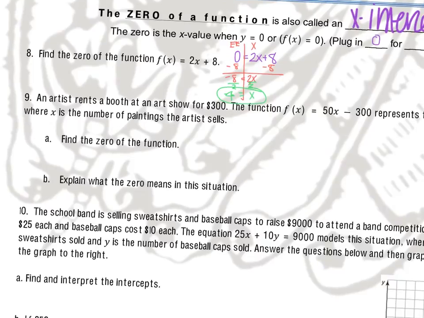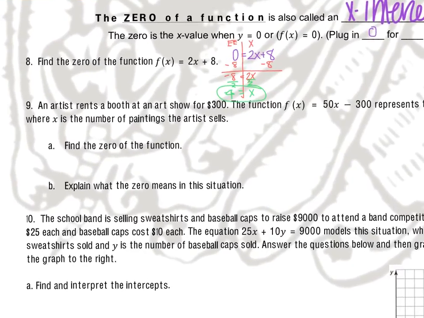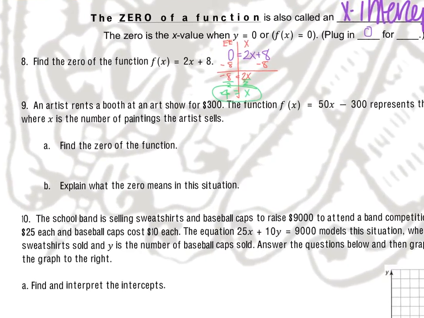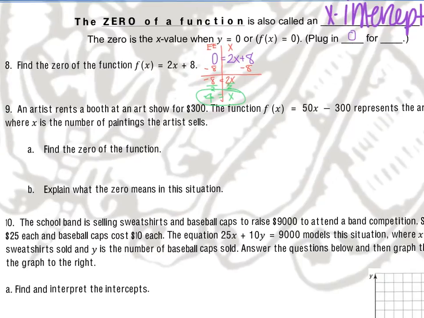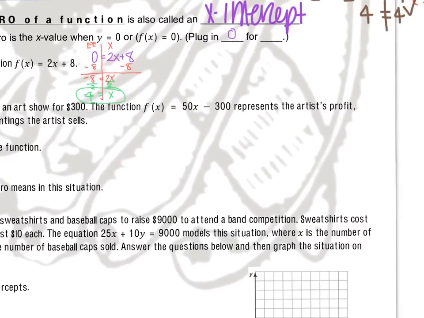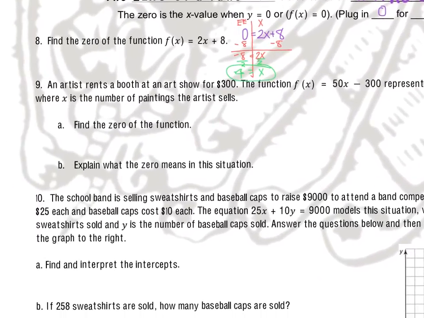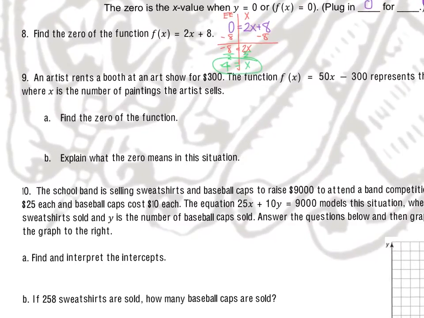So if we look at question number 9, it says an artist rents a booth at an art show for $300. The function f of x equals 50x minus 300 represents the artist's profit, where x is the number of paintings the artist sells. So first of all, I need to find the 0. So that means I'm going to set 0 equal to 50x minus 300. And I'm going to solve for x.